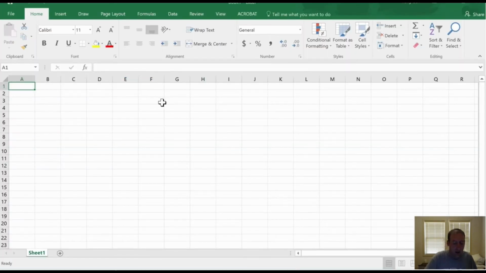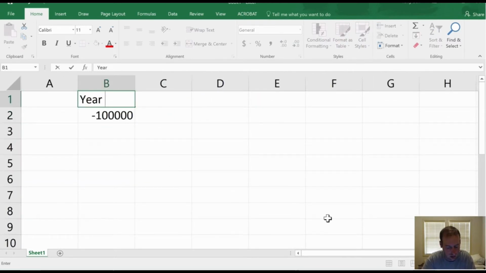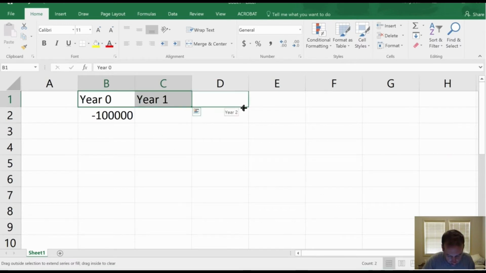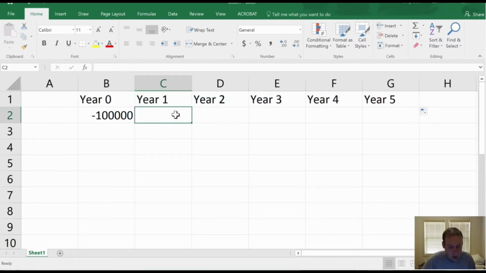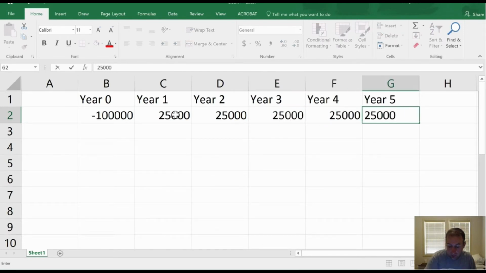Okay, blank workbook. So we have this $100,000 investment, negative 100,000. That's our initial investment. And then this is year 0, year 1, year 2, year 3, year 4, year 5. So year 1, the thing's going to generate $25,000 in positive cash flow. Year 2, $25,000 in positive cash flow. Year 3, year 4, year 5.